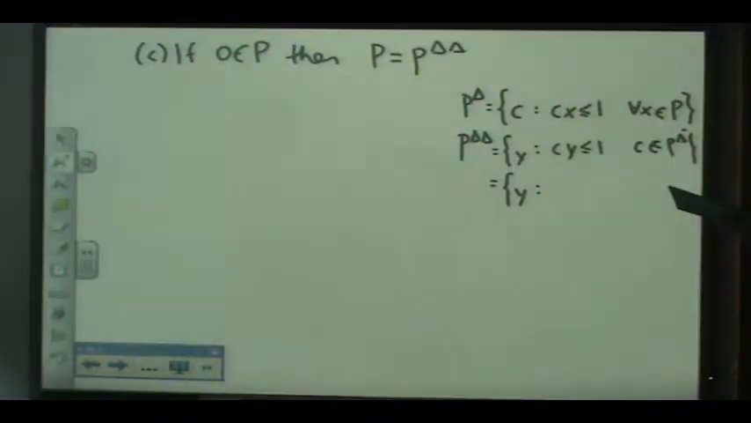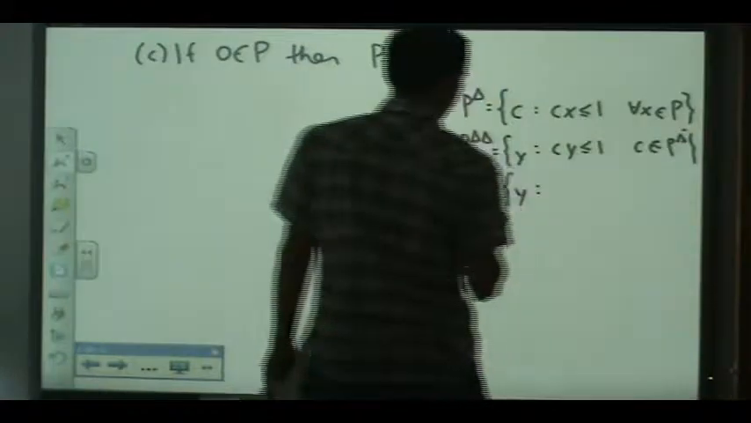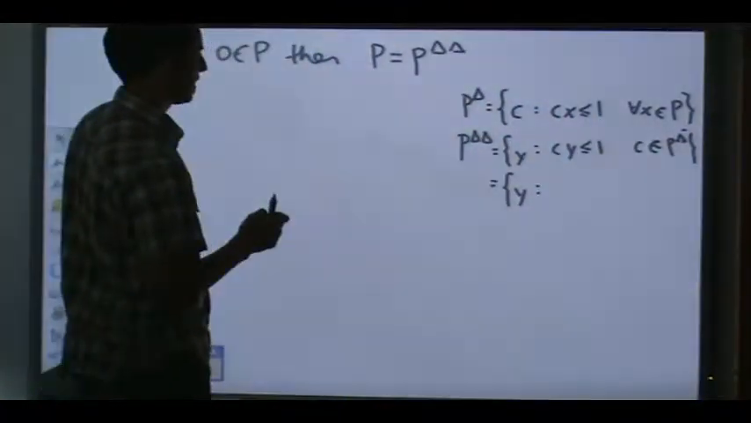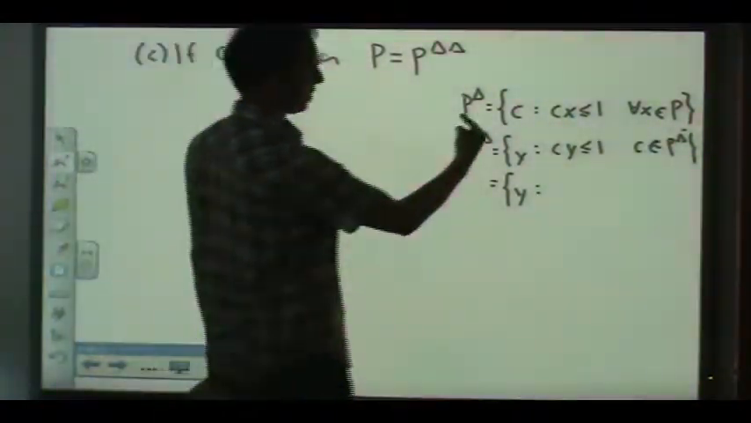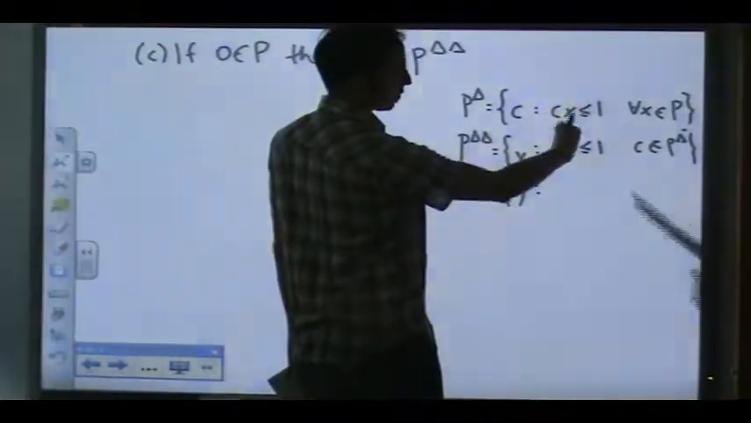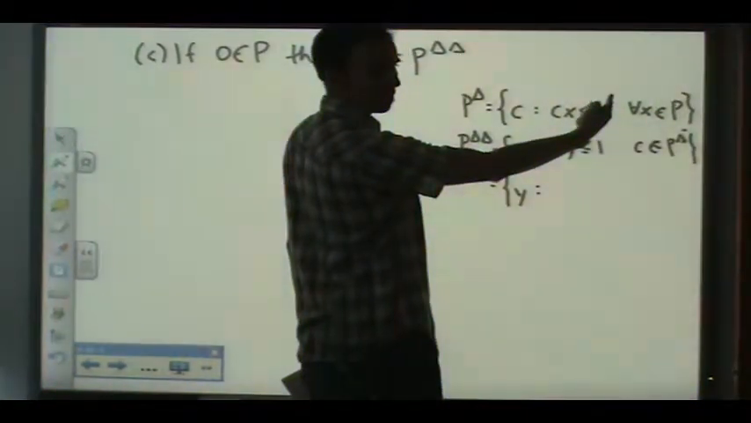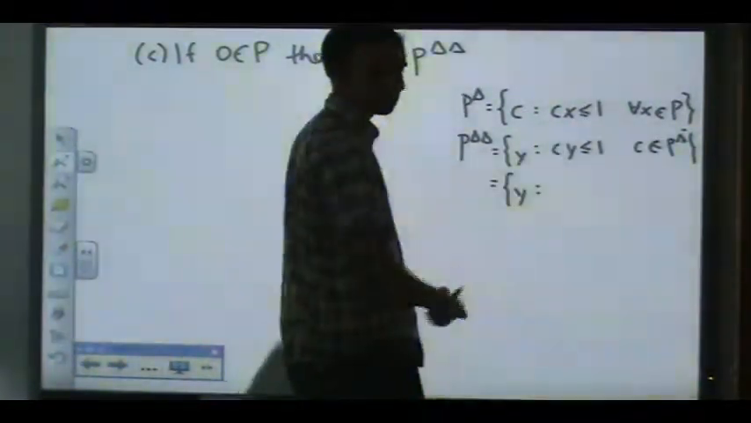And so what this is, what is it that I want to say here? The y's such that if Cx is less than or equal to 1 for all x in P, then Cy is less than or equal to 1.